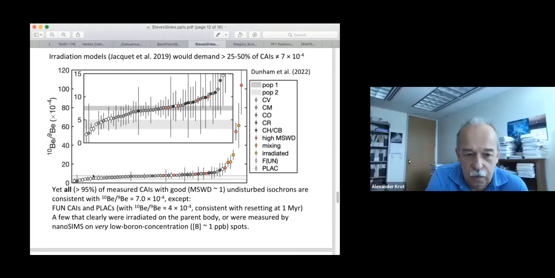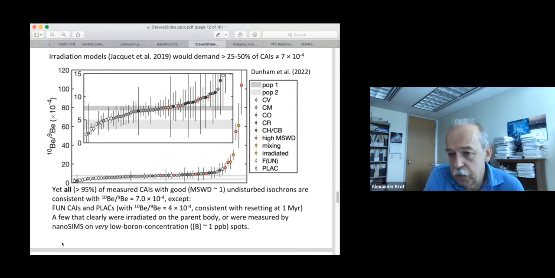Okay, since Steve has this slide on the screen right now, you see that one of the problems is that the so-called FUN CAIs, where FUN means fractionation and unidentified nuclear effects, are isotopically anomalous, and typically they show mass-dependent fractionation effects. They have a low initial aluminum-26/27 ratio, and they also show a low beryllium-10/beryllium-9 ratio. So according to Steve's idea, the low initial aluminum-26/27 ratio in these inclusions is the result of resetting.